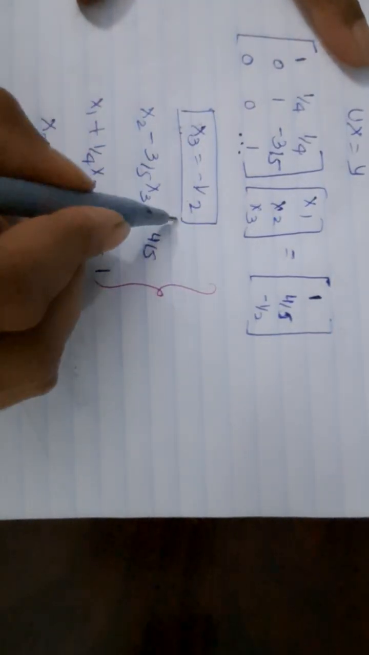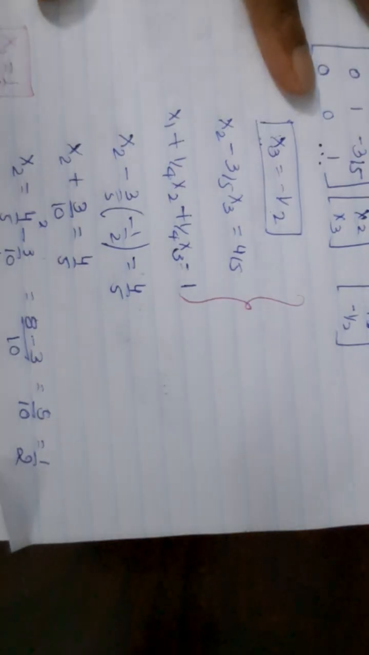Okay, so this is x2 equal to 4 by 5 minus 3 by 10. So the LCM of 5 and 10 is 10, so 4 times 2 gives 8, minus 3 by 10, which is equal to 5 by 10, which is nothing but 1 over 2. So you have got x2 value as 1 over 2. Okay, so we have got the x3 value as negative 1 by 2 and x2 value as 1 by 2. Now let's find out the x1 value.